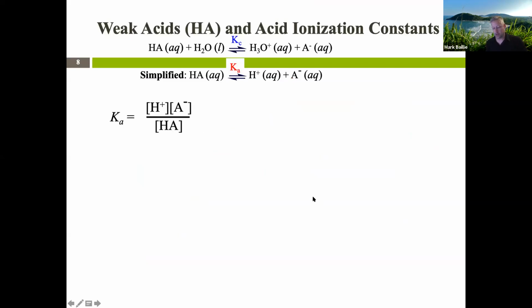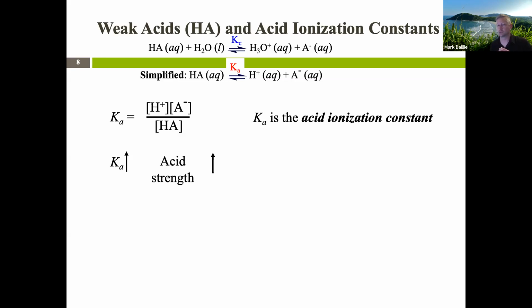So our Ka expression is kind of what we wrote out before. It's the concentration of H plus ions times the concentration of our conjugate base, which we said is the thing on the right, over the concentration of the initial weak acid itself. So as our Ka value gets bigger, the strength of the acid gets bigger, because that means it generates more products. The stronger the acid is, the more H plus ions it generates in solution.